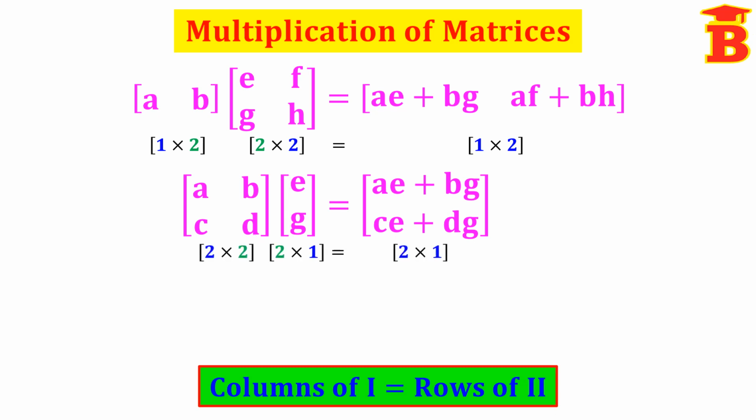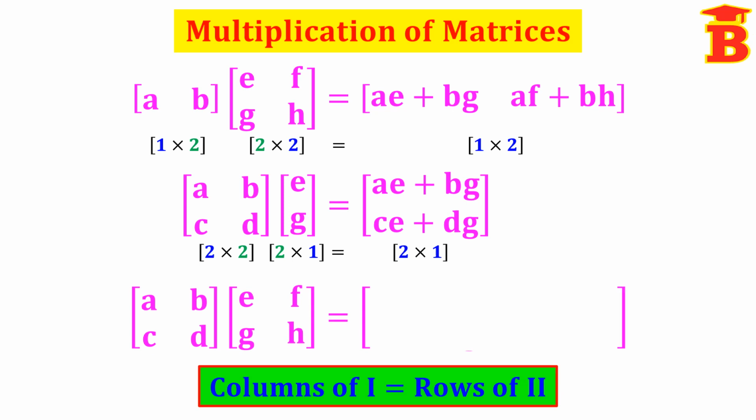Here note that the order of the first matrix is 2 cross 2, 2 rows, 2 columns. Order of second matrix is 2 cross 1, 2 rows, 1 column. And the order of the answer is 2 rows, 1 column, so 2 cross 1. And here note that always this second number and third number should be equal. That means columns in the first matrix should be equal to rows in second matrix. And the final answer will always be the first number and the last number, that is 2 cross 1.